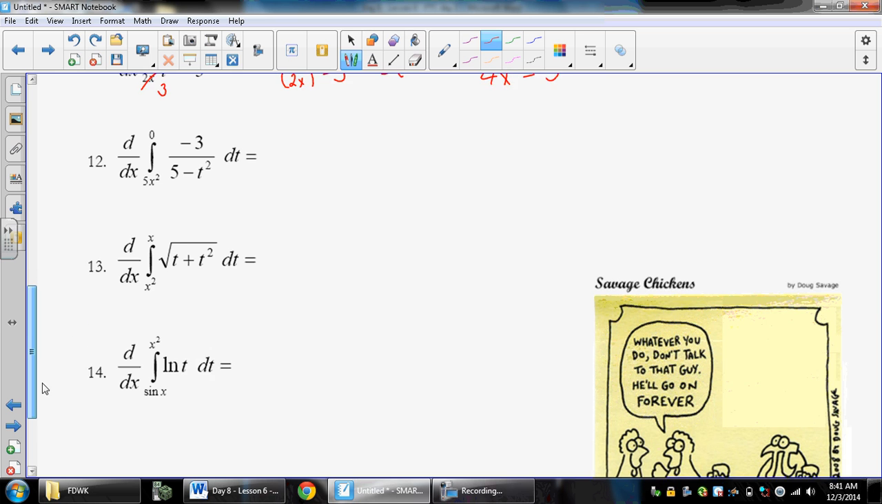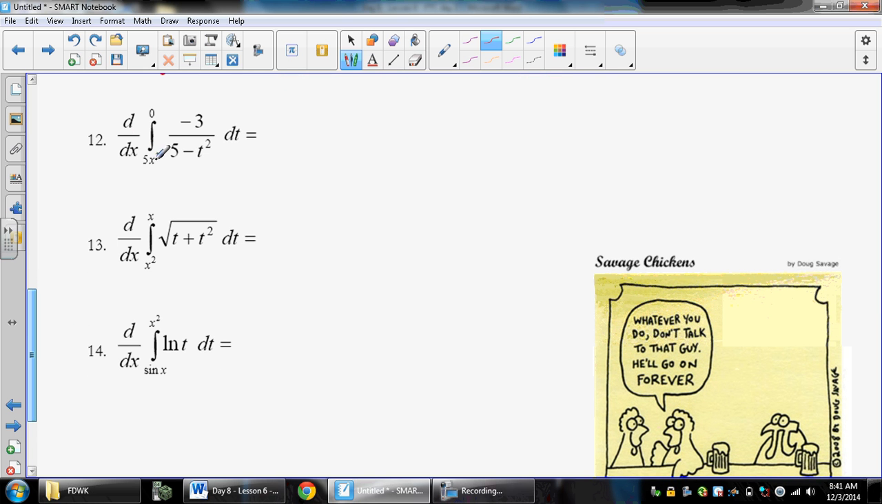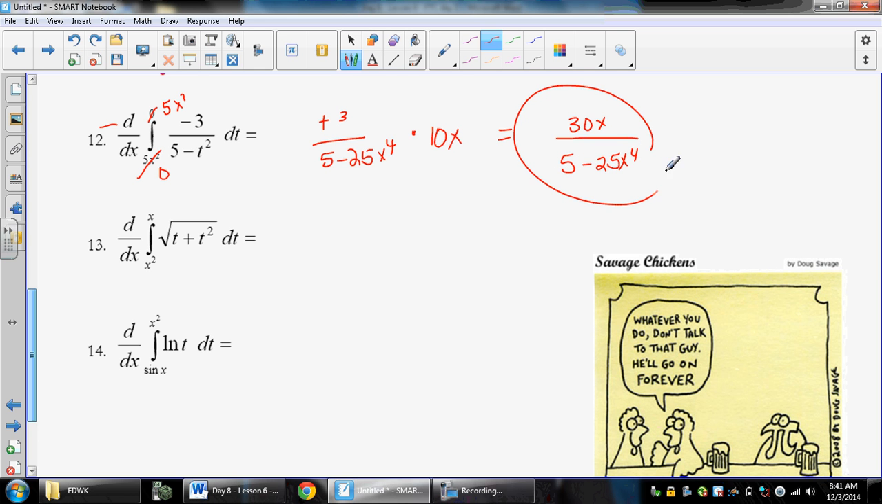Okay, same thing here. Well, the derivative and the integral are going to cancel as long as I swap this so that the x is on top. All right, fine. Plug this in for t, negative 3 over 5 minus 25x to the fourth, because I squared 5x squared, times the derivative of 5x squared, which is 10x, and then bring this negative back so that becomes a positive. So I get 30x over 5 minus 25x to the fourth, and you can leave it like that. We don't need to simplify.